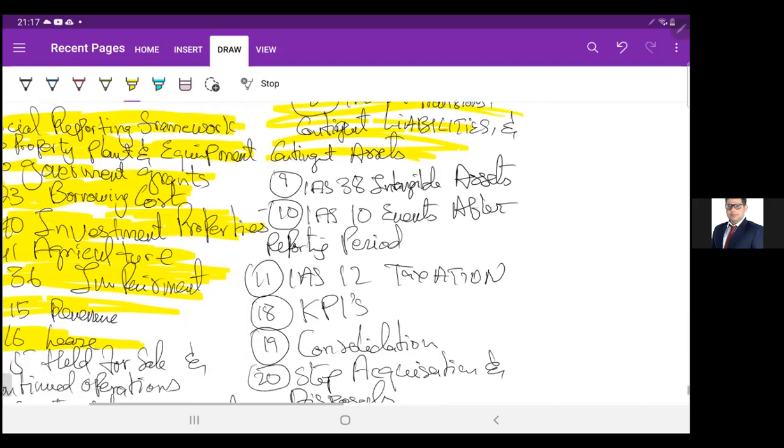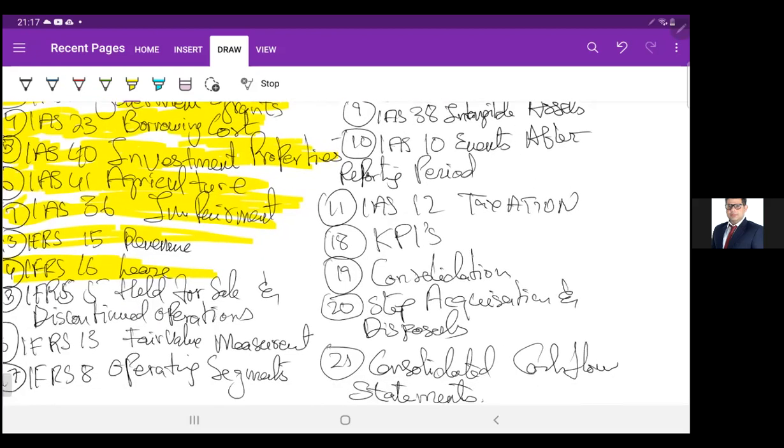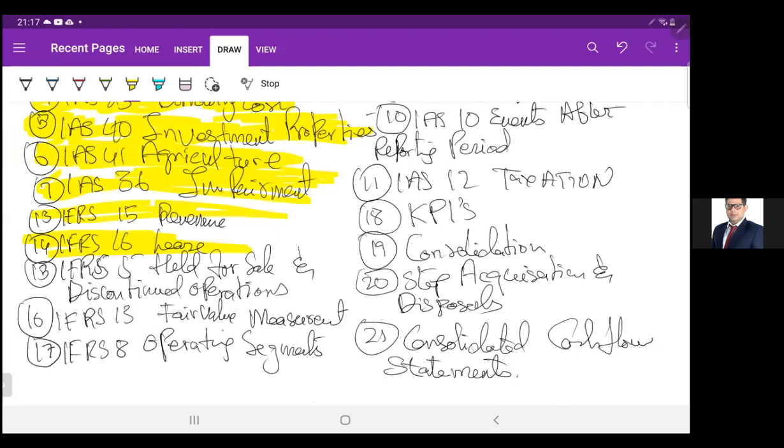Then we will have IFRS 5, held for sale and discontinued operation. What is held for sale? What is discontinued operation type of assets? What is the criteria to recognize all? Okay, we will do all that in complete detail. Then we will have IFRS 13, fair value measurement. What is fair value measurement? What are the levels of the fair value to determine them? That all will be done in complete detail.